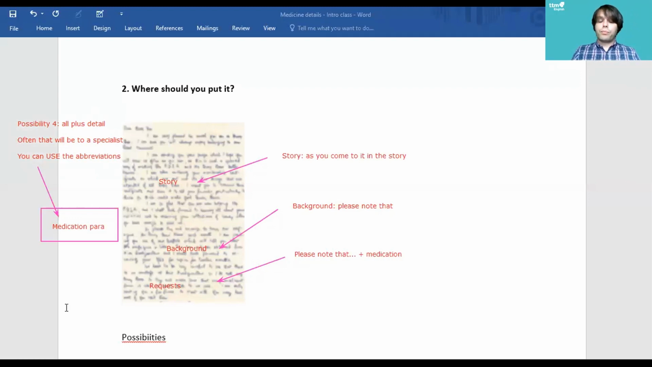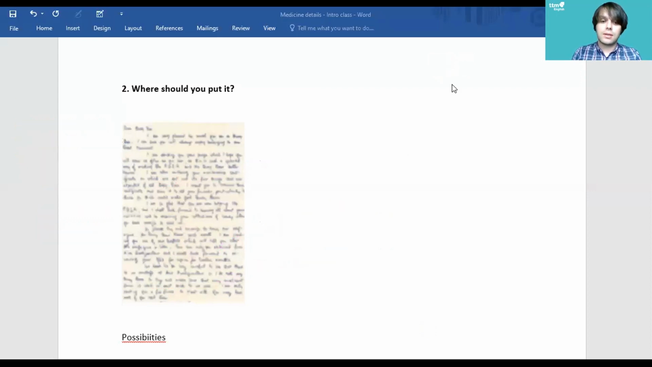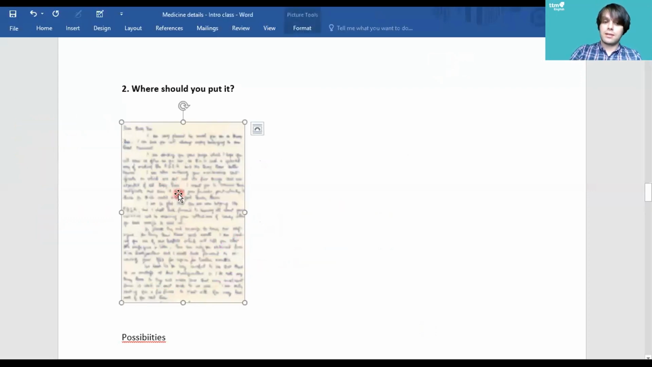Okay, so we've got these 4 possibilities. We can put them in many different places in our essays. We could put them in the story, put them in the background, put them in the request. We could create our own paragraph if we want. All right. Let's ask the question now, how do we do it? It's actually not that complicated.